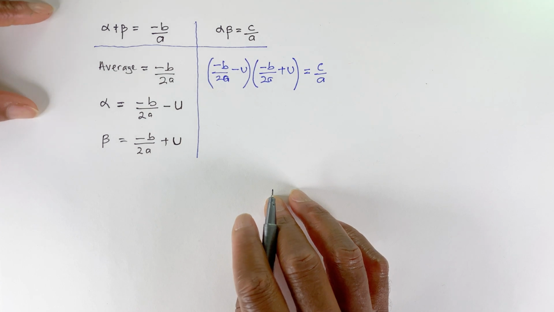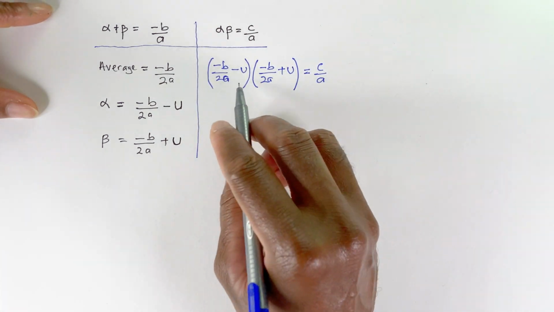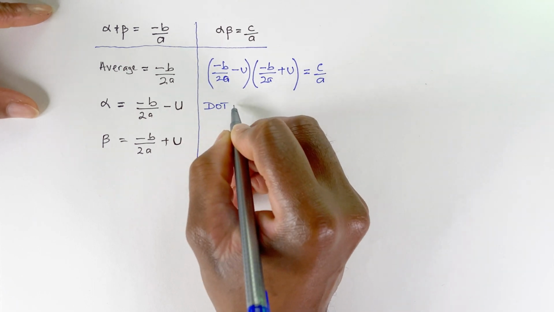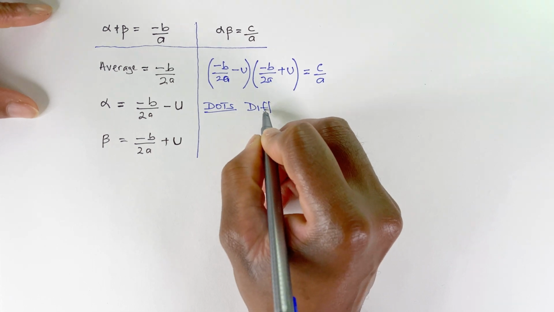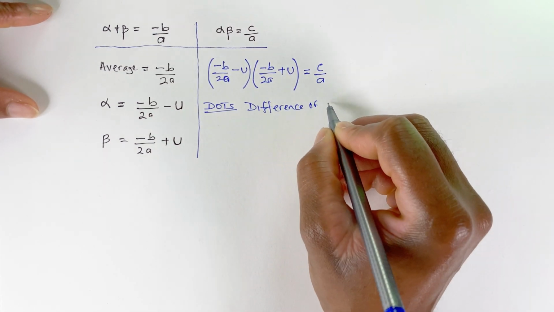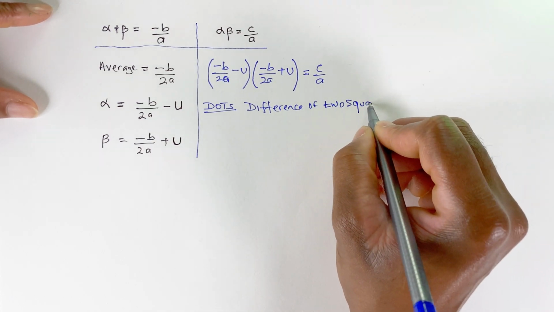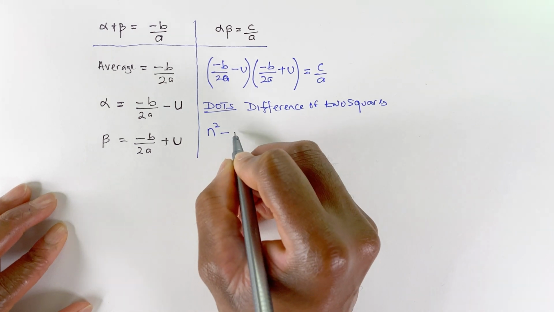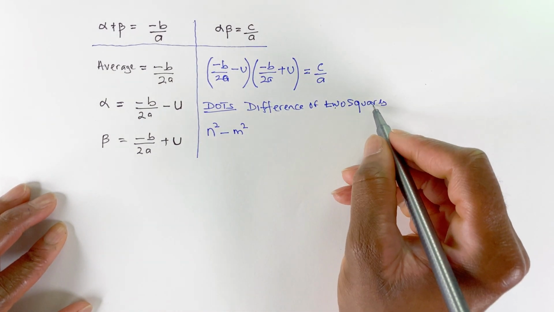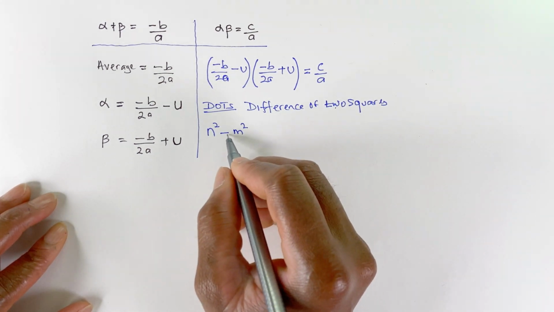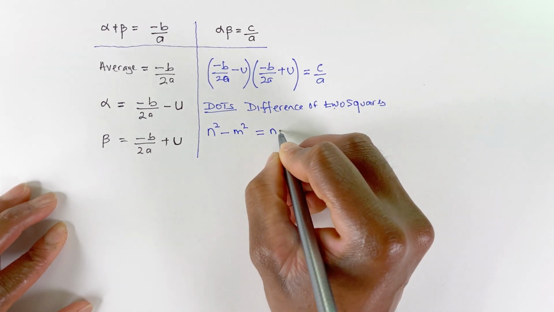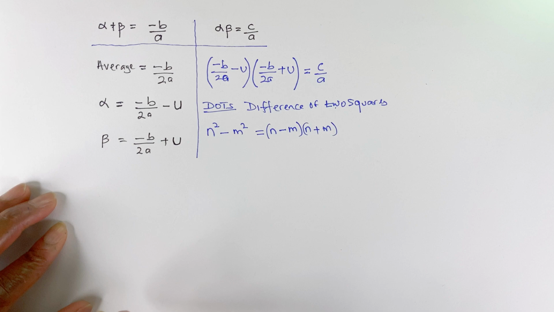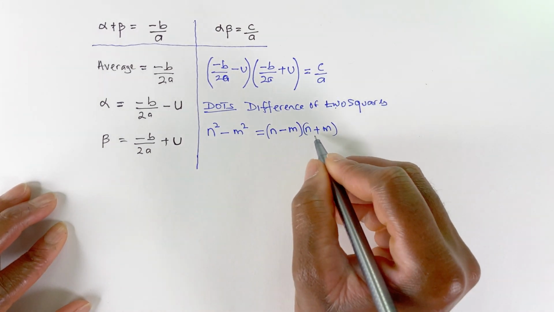Then what I need to do is, this reminds me of something called difference of two squares. It means that if you have a letter, say n squared, and you take away another square from it, m squared, hence two squares, one square, another square. Difference means take away, minus. You would get n minus m and n plus m. That goes for any difference of two squares.